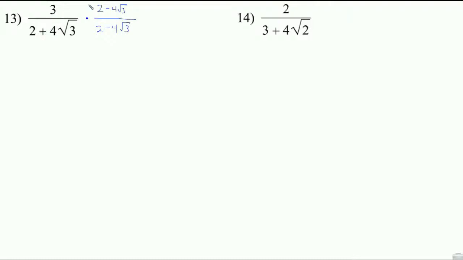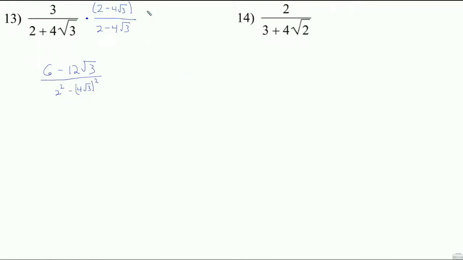So in the numerator, this 3 is going to be multiplied by this binomial. So 3 times 2 is 6. And then we have a minus. 3 times 4 root 3 is 12 root 3. In the denominator, we learned that if we multiply a number by its conjugate, it's going to be the first number squared, so 2 squared, minus the second number squared, 4 root 3. You need to put parentheses, that whole thing squared.